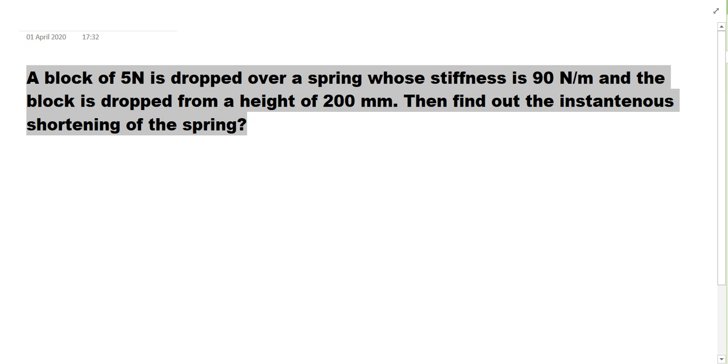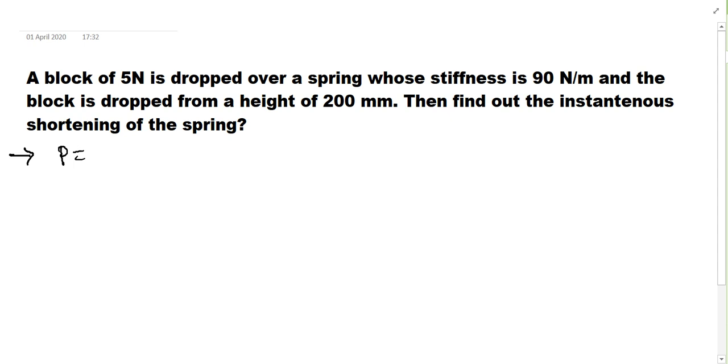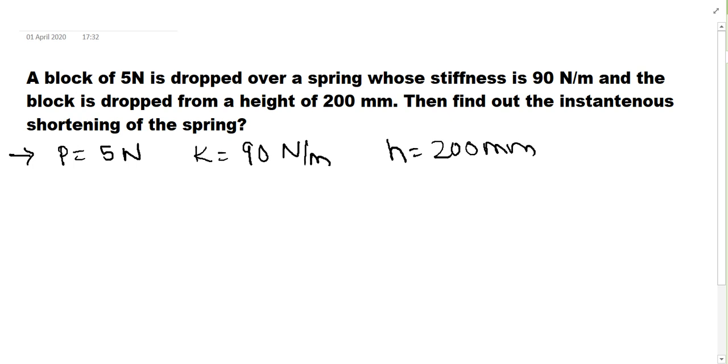Now this problem says a block of 5 Newton is dropped over a spring whose stiffness is 90 Newton per meter. So he has given that the load P is 5 Newton, the stiffness K is 90 Newton per meter, and the block is dropped from a height of 200 mm, h is equal to 200 mm. Then find out the instantaneous shortening of the spring. He has asked us to find the instantaneous shortening of the spring.